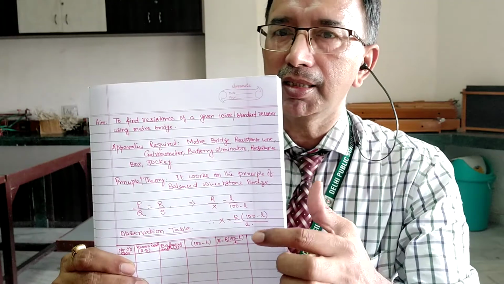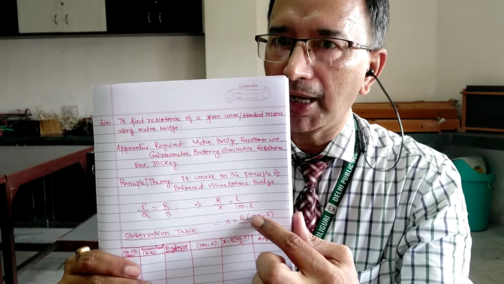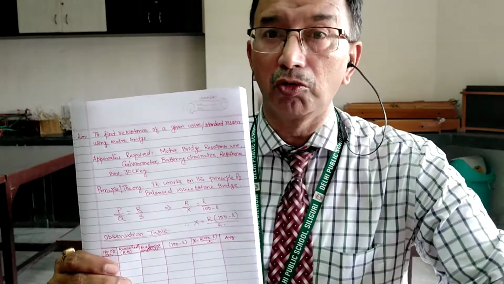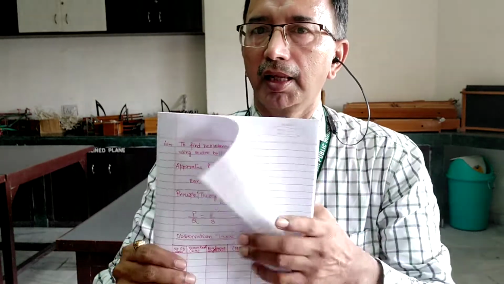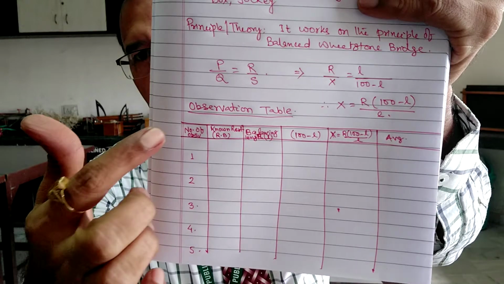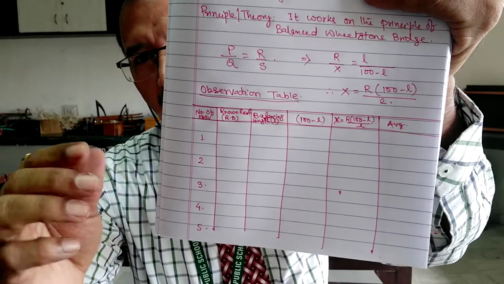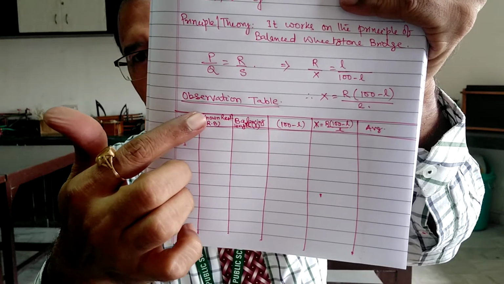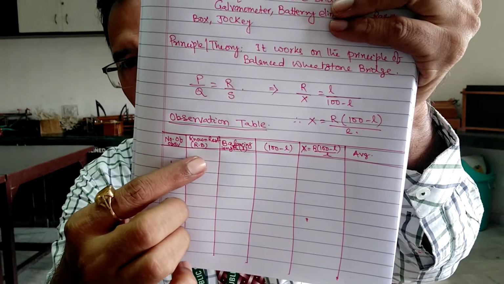How to get the resistance? The unknown resistance X equals R into (100 minus L) by L. What is R? The known resistance that we are taking out from the resistance box. Ready? Then we make a table like this. The first column is the number of observations, 5. The second column is the known resistance, that is RB. What is RB? Resistance box.